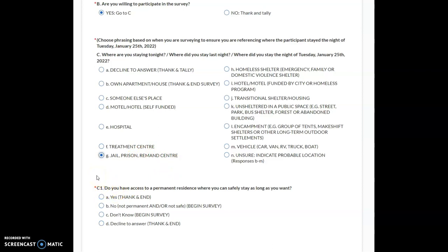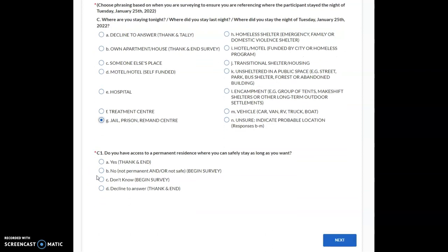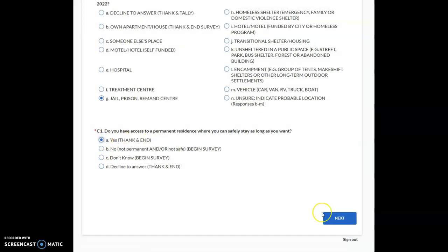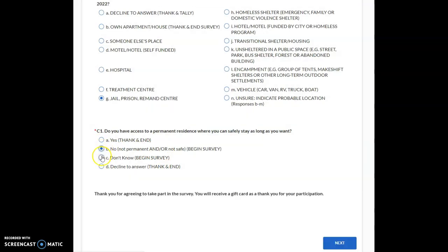So do you have access to a permanent residence where you can safely stay as long as you want? And so if they say yes, that'll take us to the end of the survey. If they decline to answer, it'll take us to the end of the survey. But if they say no or don't know, then you'll continue on with the survey. So in this case, they've screened in to participate. So you're going to thank them for their time and let them know that they will receive a gift card as a thank you for their participation.